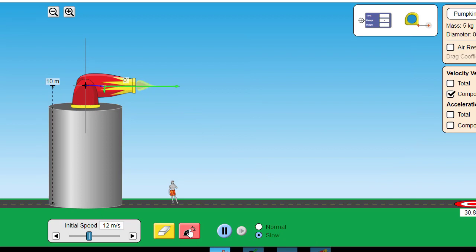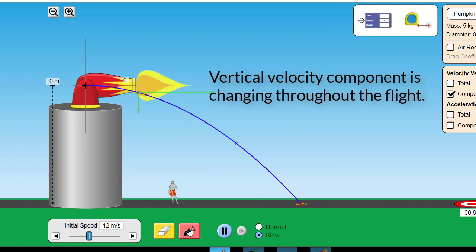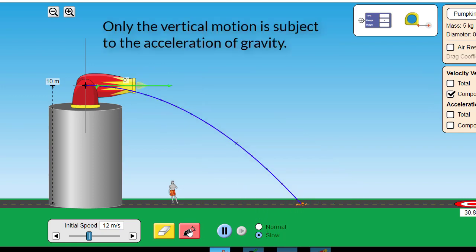We're now looking at the cannonball's horizontal and vertical velocity components. The horizontal velocity component is constant during the flight. The vertical velocity component is changing during the flight. It's getting longer. Now this is because the vertical motion is subject to the acceleration of gravity, while there is no acceleration in the horizontal component.